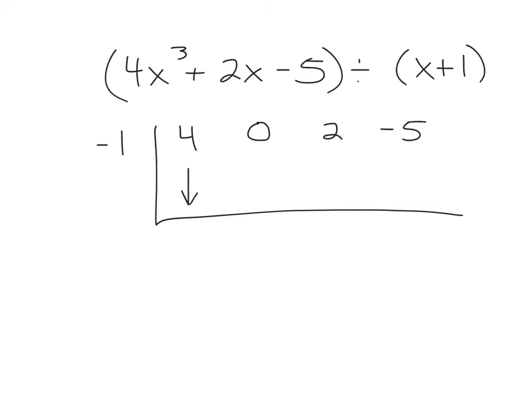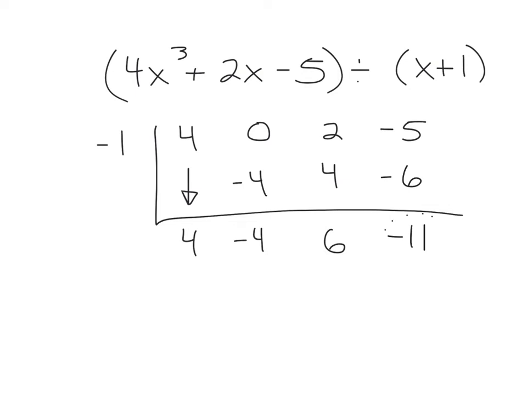I'm going to bring down the first term, and so that's a 4. So negative 1 times 4 is a negative 4. 0 plus negative 4 is negative 4. Then negative 1 times negative 4, that's going to give me a positive 4. 2 plus 4 is 6. Now we're going to multiply negative 1 times 6. That's negative 6. Now we're going to add, and that's going to give us a negative 11.